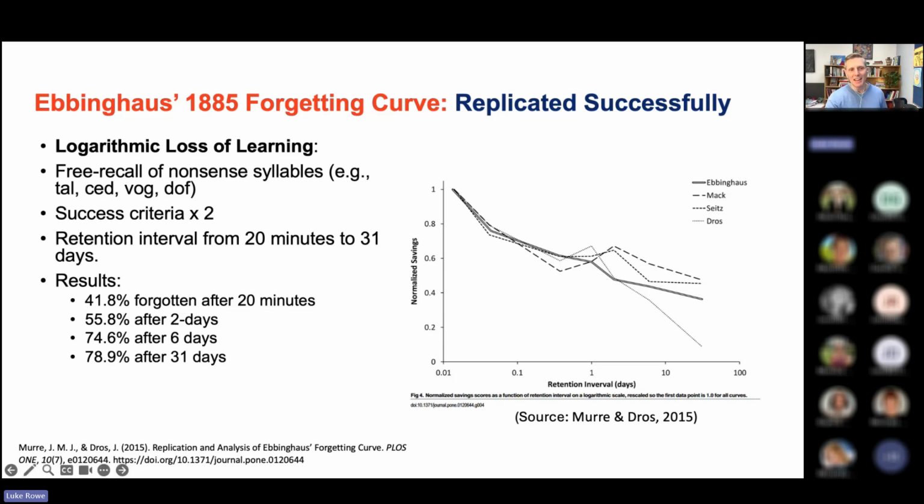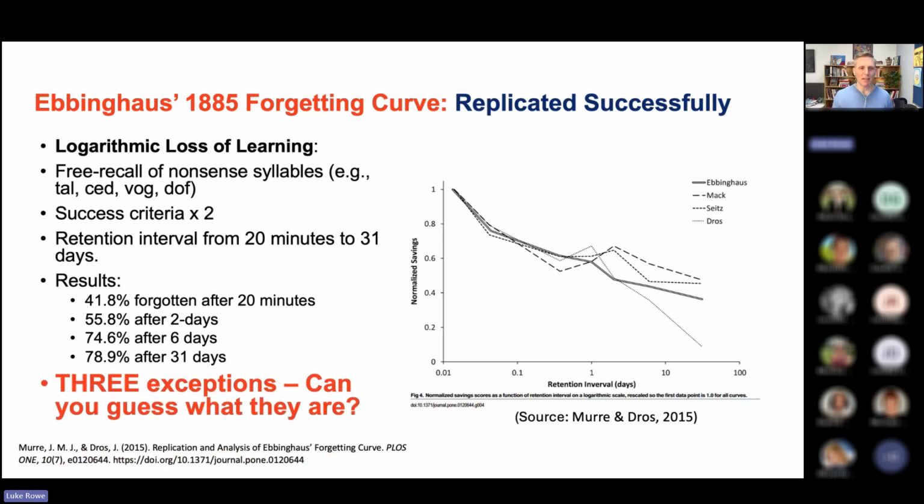And you can see 41.8% forgotten after 20 minutes, 55.8% after 2 days, 74.6% after 6 days, and 78.9% after 31 days, right? So this is said to be the kind of baseline conditions of how we forget information over time. So really important. But what I want to point out are a few exceptions here, which are the little known aspects to this forgetting curve.